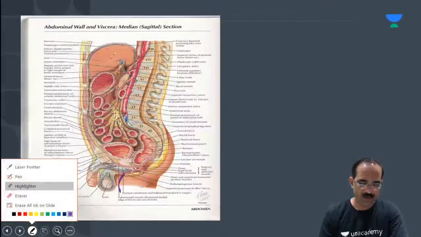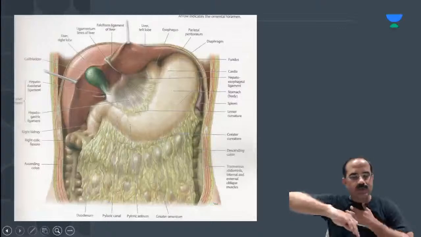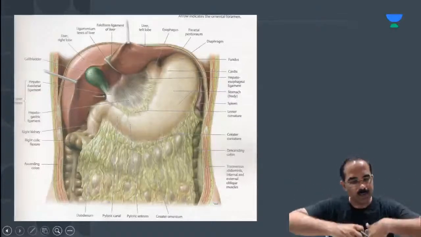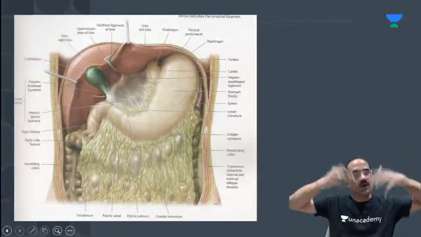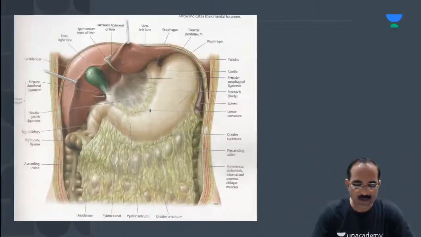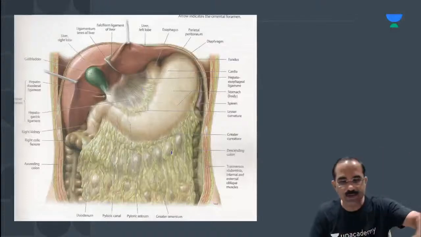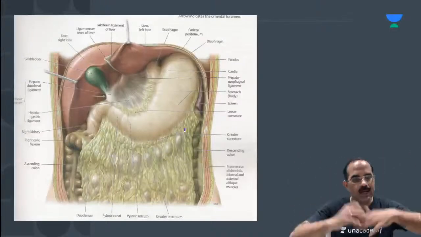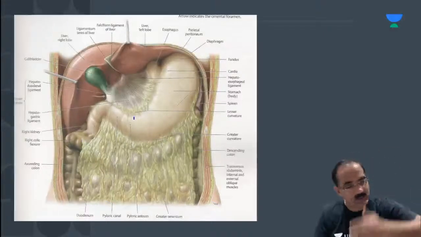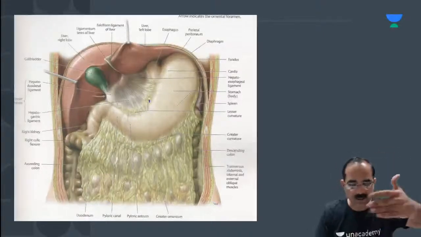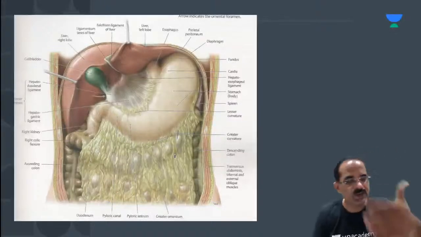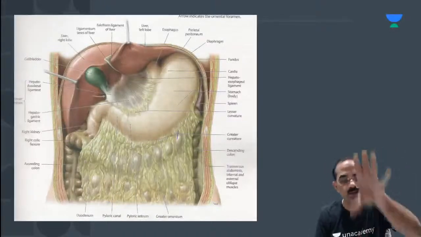Now students, tell me, the moment we open the anterior abdominal wall, what is the cavity that we are looking into? Can you tell me what this entire cavity is? What is this space here between the anterior abdominal wall and the stomach? This is the greater sac. What you are looking at is nothing but the greater sac.